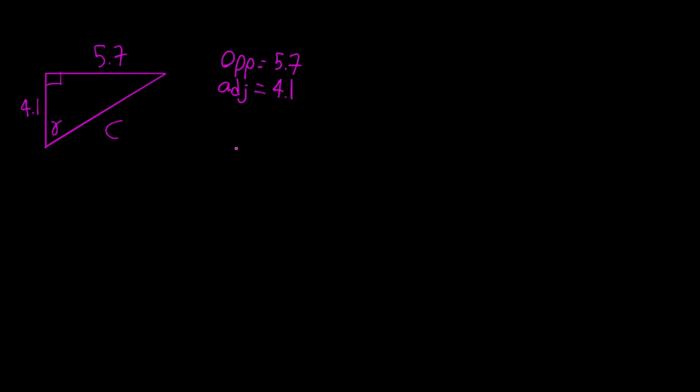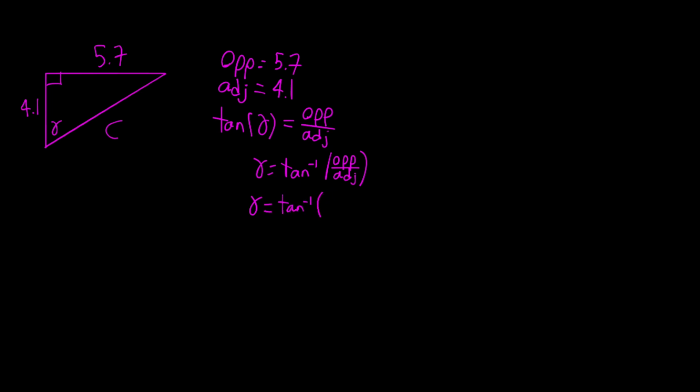So what I'm going to get here is that tangent of gamma is going to be equal to opposite over my adjacent side, or gamma is equal to the inverse tangent of opposite over adjacent. So this is going to give me gamma is equal to the inverse tangent of 5.7 over 4.1, or that gamma is going to be equal to 54 degrees.